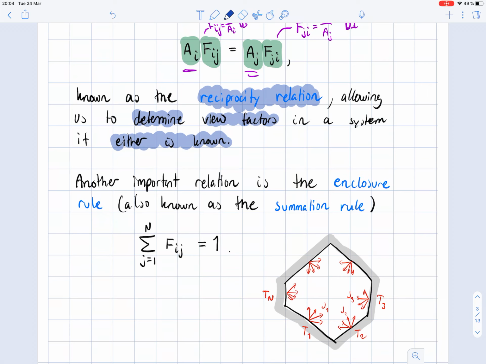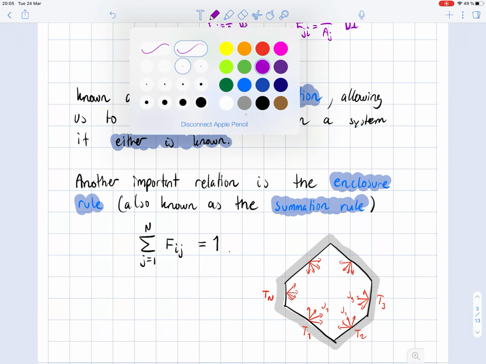Another very important relation that we will use a lot is the so-called enclosure rule. That's also known as the summation rule. This one is valid for enclosures, hence the name.